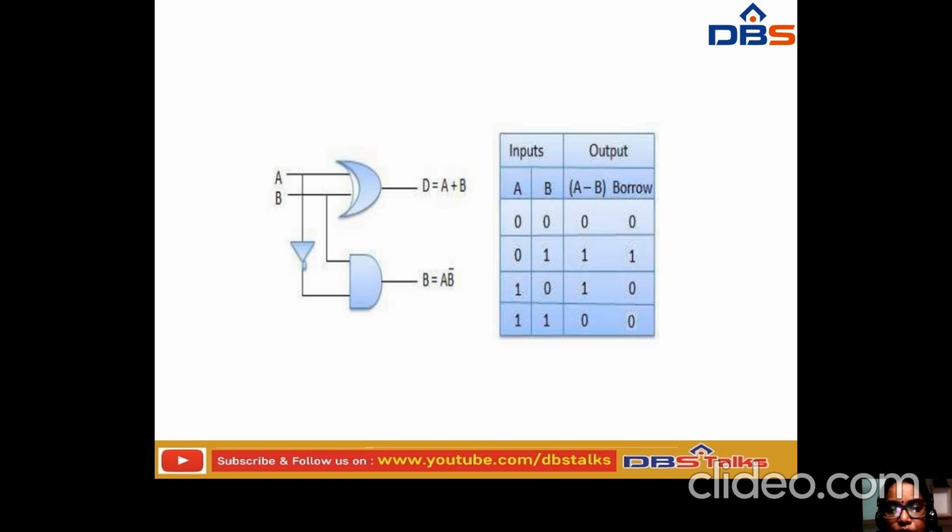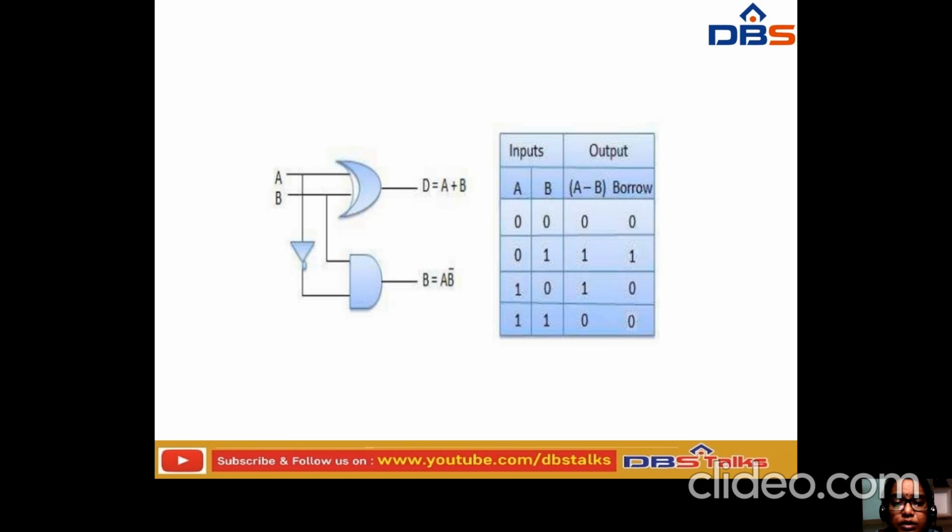For the half subtractor, in the previous slide we discussed that the number of inputs is 2. So if the inputs are 2, how many combinations will we get? Definitely we get 4 combinations. If you observe, these are 0 0, 0 1, 1 0 and 1 1. These are the possible combinations that we get here.